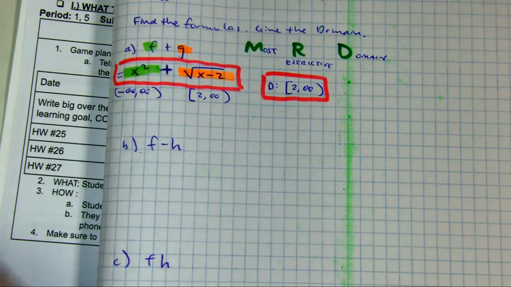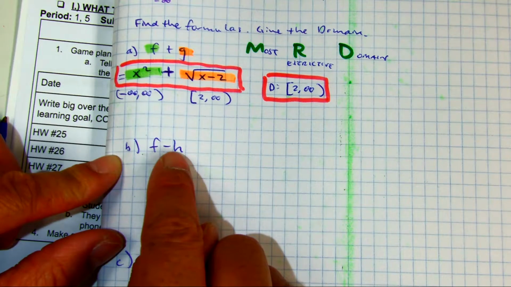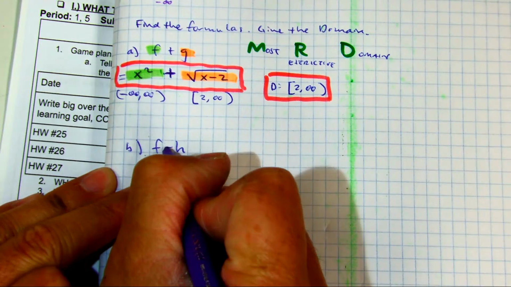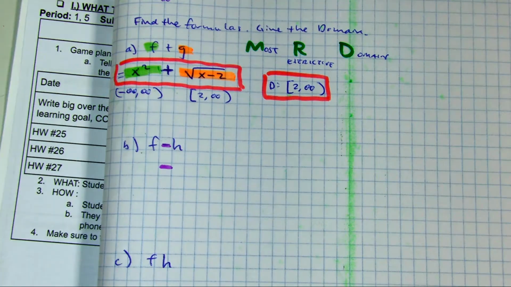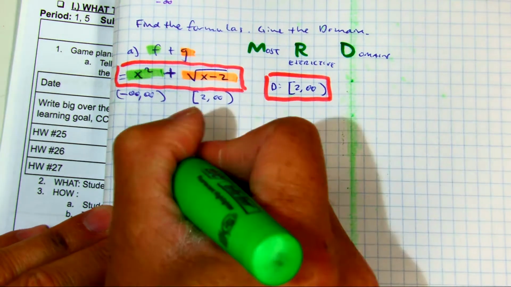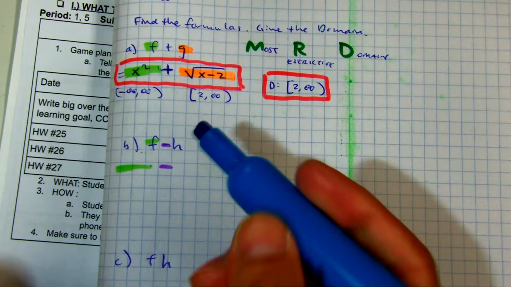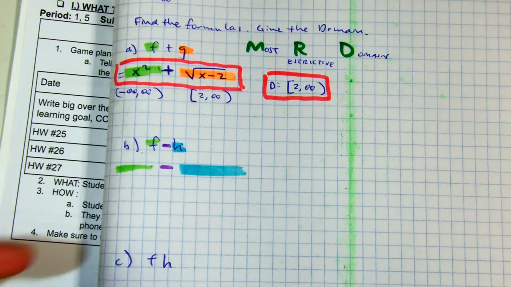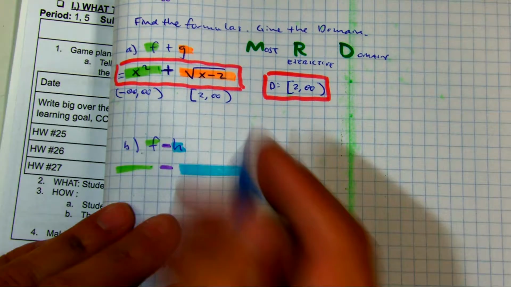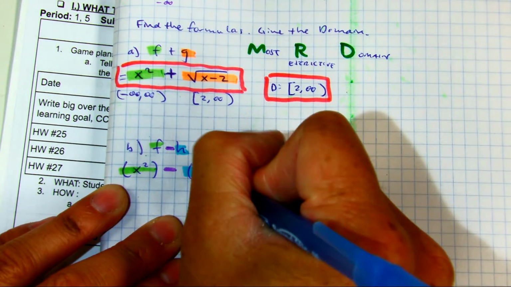Let's finish these examples up. So I'm going to do the same thing now. For part B, it says f minus h. Okay, back in Algebra 1, this was a common mistake, so I'm going to highlight the subtraction sign. And then we're going to do our substitution. So f was in green from above, and h is in blue. So f is x squared, h is 3x plus 2.